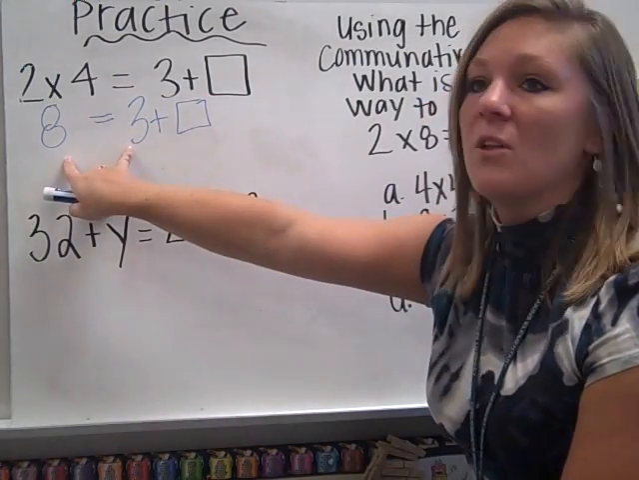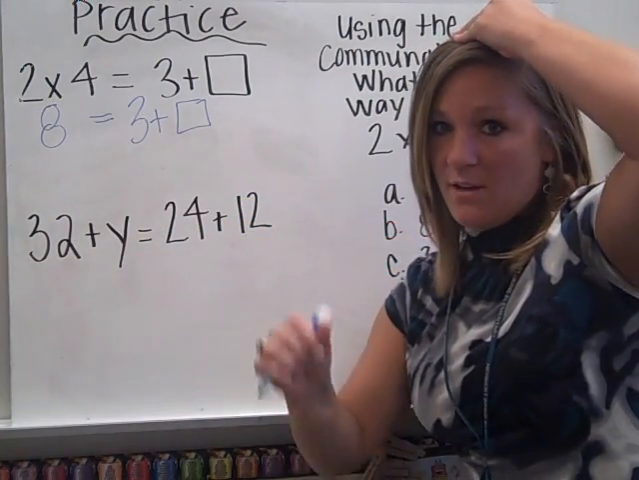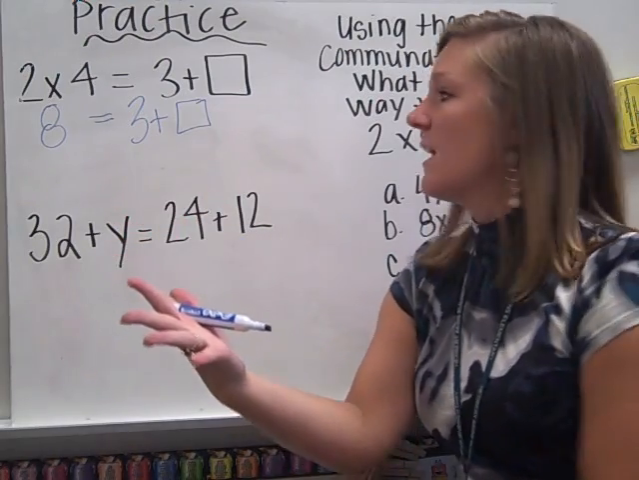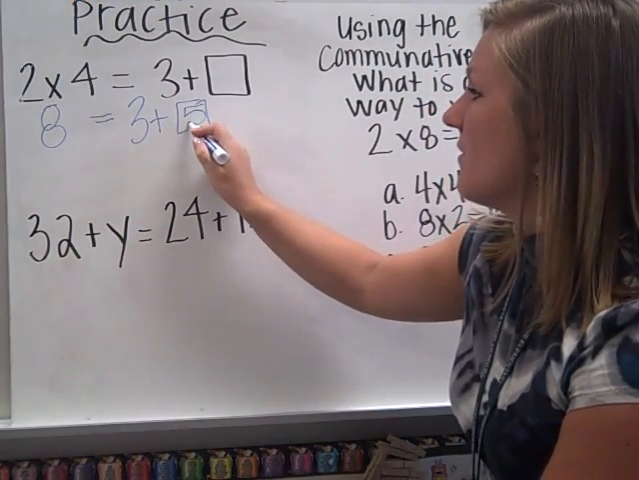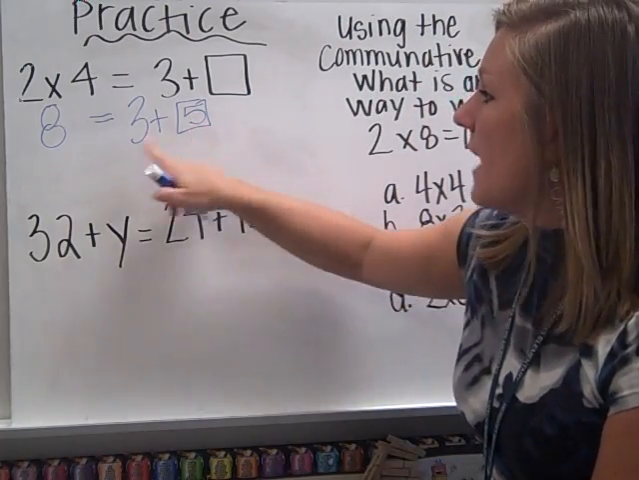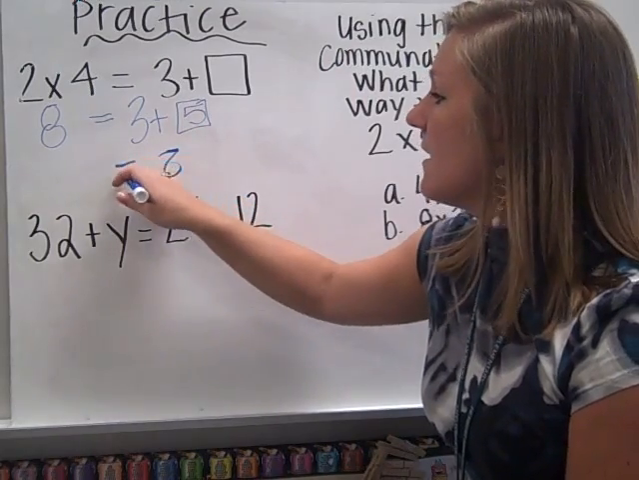Now because these are close together, I can simply count on. I can say 3 in my head, 4, 5, 6, 7, 8. And I counted on and got 5. Now don't stop here. You need to check your work. Okay, so now I'm going to say 3 plus 5 is indeed 8, and 8 equals 8.